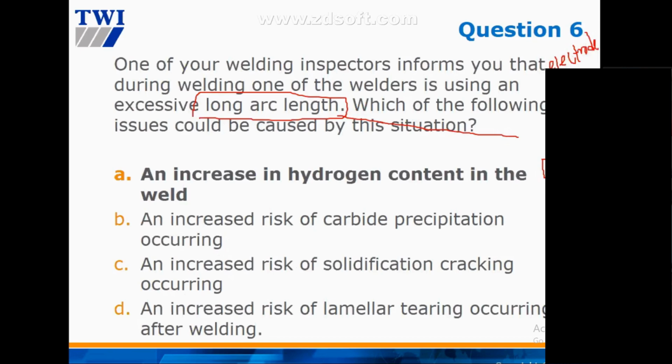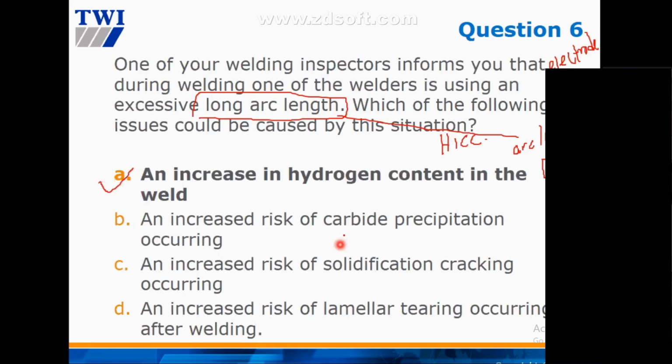So we got very long arc length. So what happened? If you got long arc length, meaning not enough coverage, not enough shielding. So when not enough shielding, hydrogen can enter. All right, so it will increase the hydrogen level. So this is talking about hydrogen cracking. Yeah, so that's where the answer goes to A.